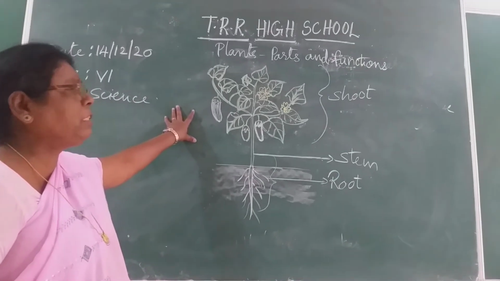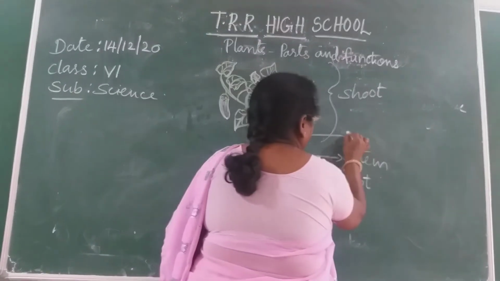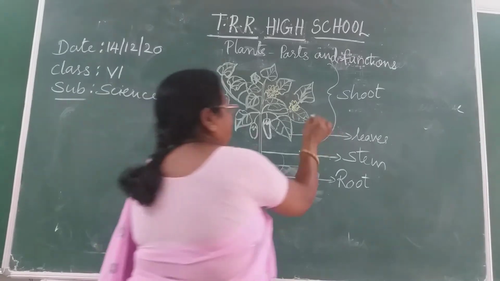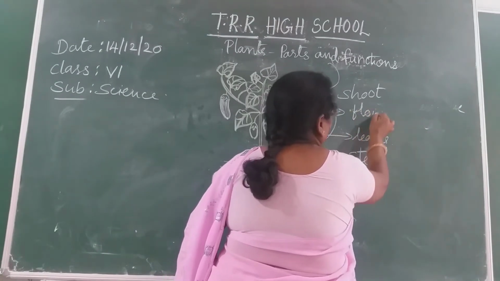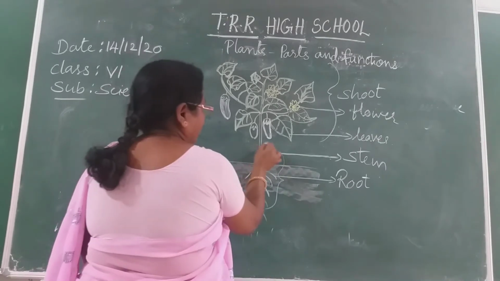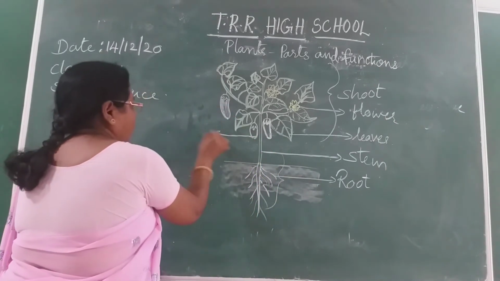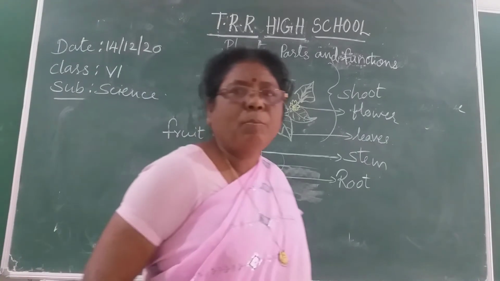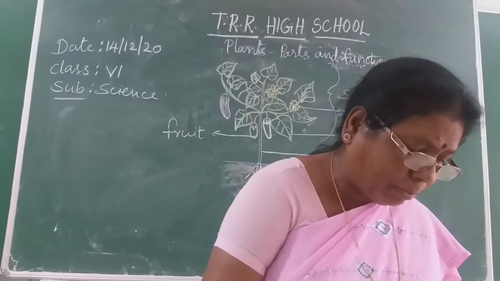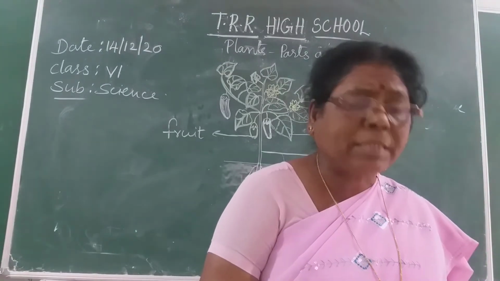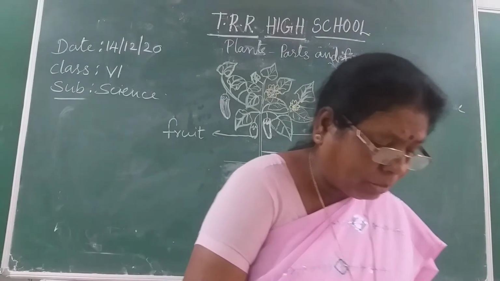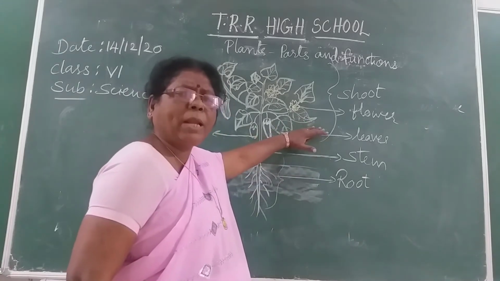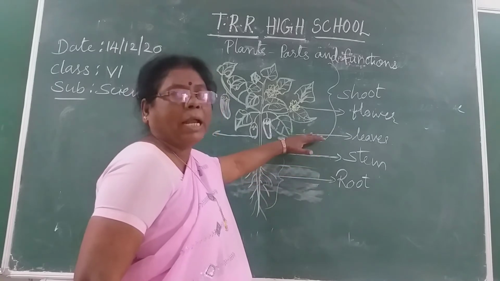What are the parts present in the shoot system? These are the leaves. This is a flower. And this part is a fruit. So these are the parts which you usually see in the plants. There are variations in the size and shape of plants, isn't it? But almost all the plants have root, stem and leaves.